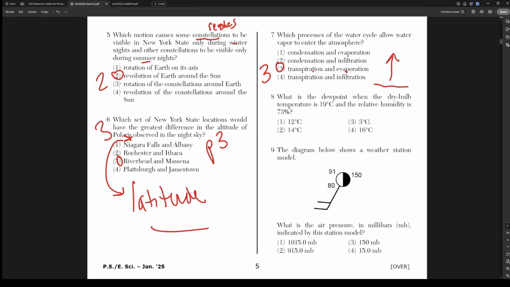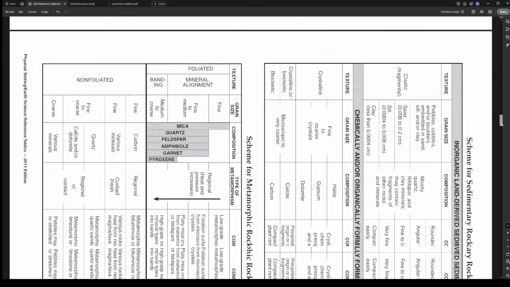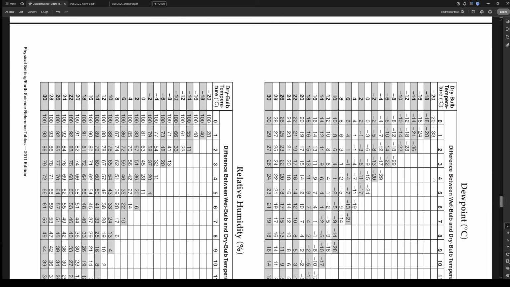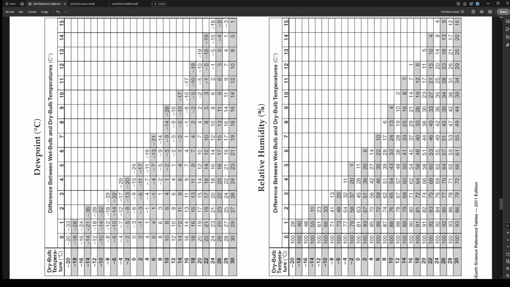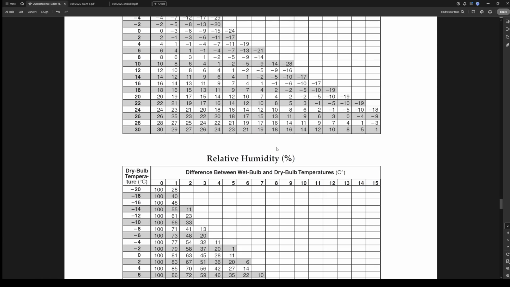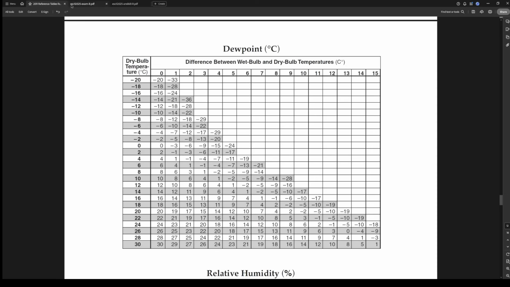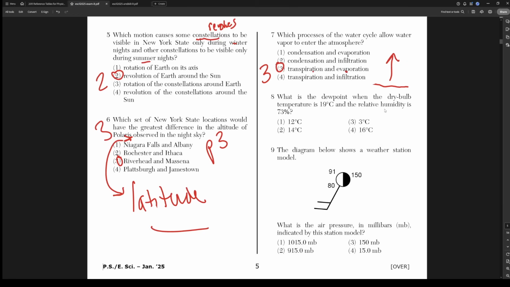Number 8, a relative humidity and dew point question. Okay, so we're going to go to the reference table because we know when we see these percentage types of questions here, we're going to want to go to this page right here. And we got to rotate this so we can see it correctly. All right. So let's check it out. What is the dew point when the dry bulb is 19? Okay, the dry bulb is 19 and the relative humidity is 73.